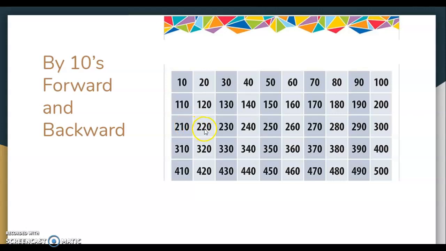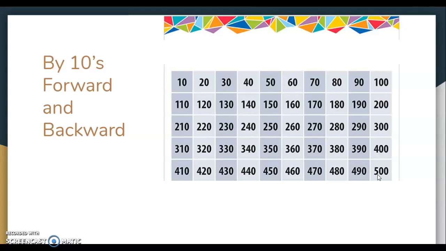210, 220, 230, 240, 250, 260, 270, 280, 290, 300, 310, 320, 330, 340, 350, 360, 370, 380, 390, 400, 410, 420, 430, 440, 450, 460, 470, 480, 490, 500.